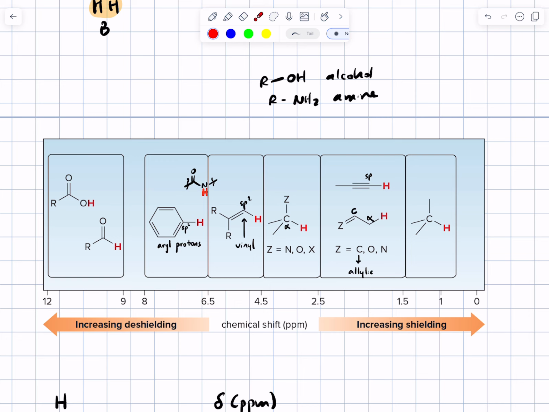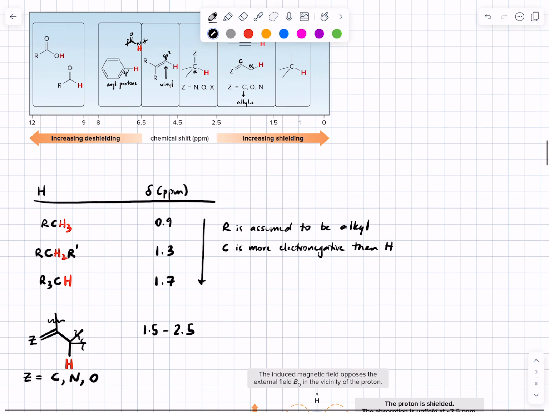Noticeably absent from this list are protons attached to alcohol oxygens or amine nitrogens. The reason those are not on this list is because their chemical shifts are highly variable and context dependent. They vary because these functional groups are frequently involved in intermolecular hydrogen bonding, which can lead to widely varying environments and therefore widely varying chemical shifts.